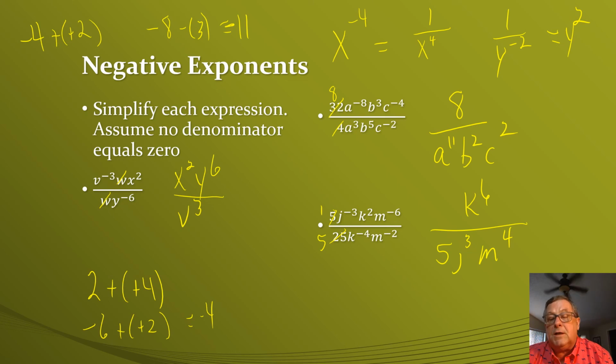If you need to watch it again, please do. Just know that when you got negative exponents, if you got a negative in what would be the numerator, it's going to throw that term down into the denominator. And if you got a negative in the denominator, it actually flips it up to the numerator. Negative exponents. Lovely.